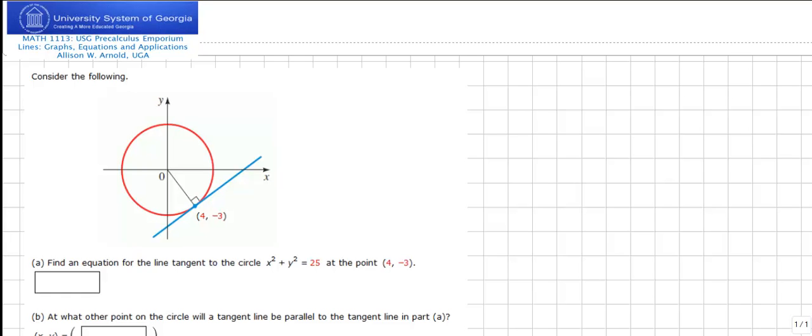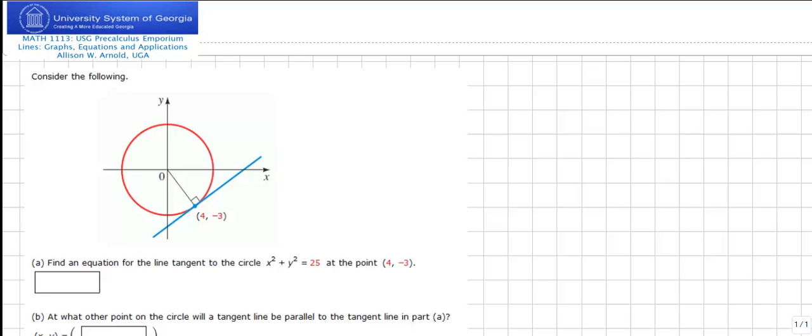Let's take a look at another example of finding the equation of a line. This problem has a figure that is a circle centered at the origin, passing through the point (4, -3), with a line drawn through (4, -3) that is tangent to the circle at that point.